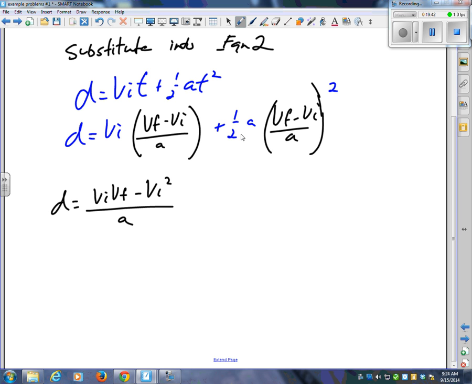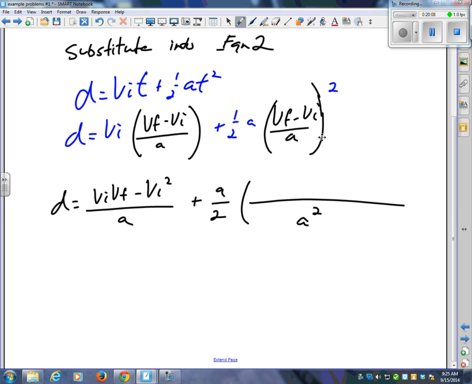I'm going to combine 1/2 and A to just A over 2. Is that okay? Now, how do you square this ugly mess over here on the right? Well, let's start with the easy part, right? Let's start with the bottom. A squared. That was easy. Now, do you remember how to square something like this, a binomial? Something like VF minus VI squared.